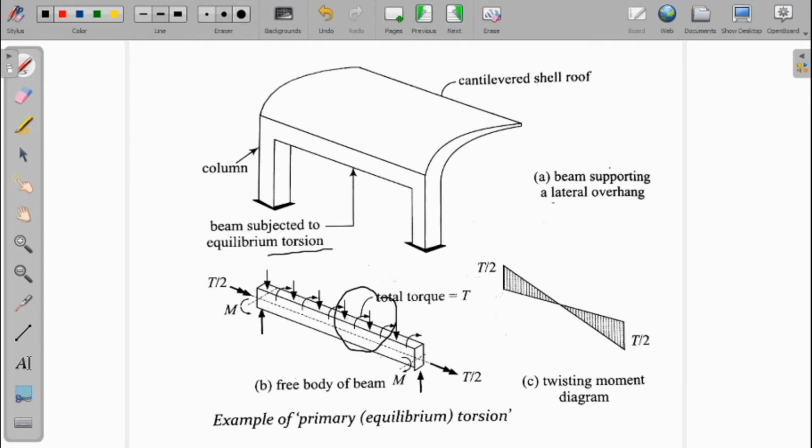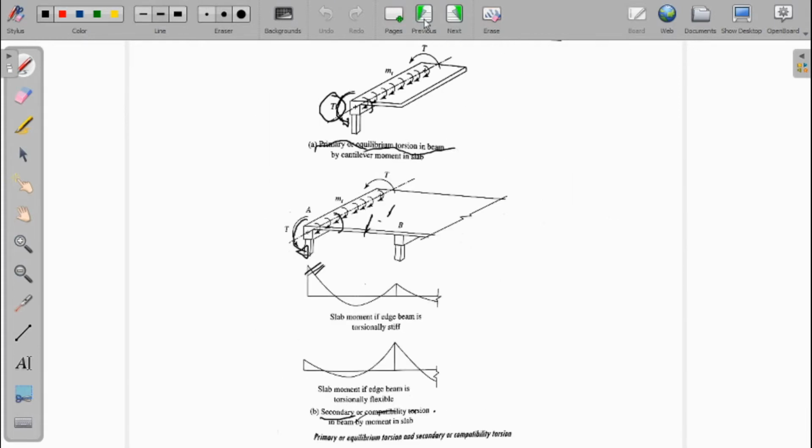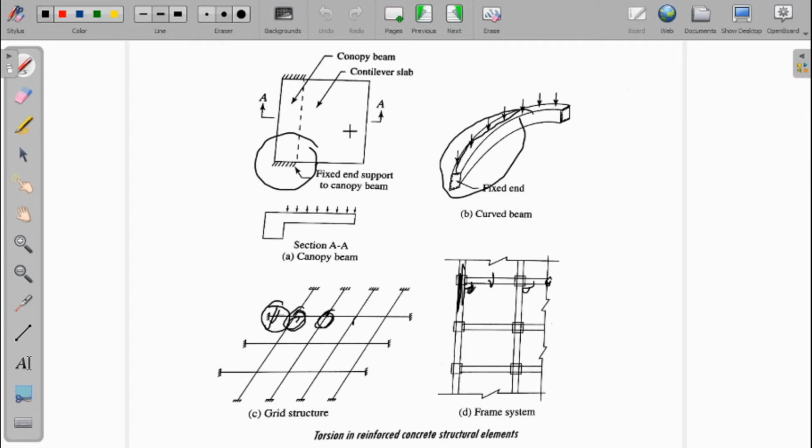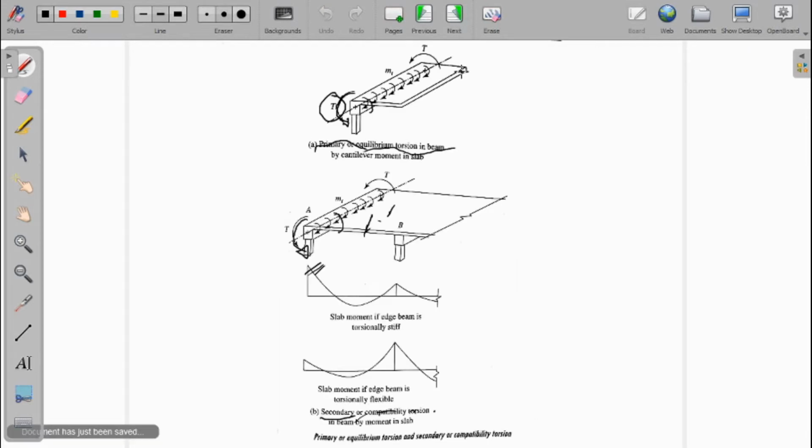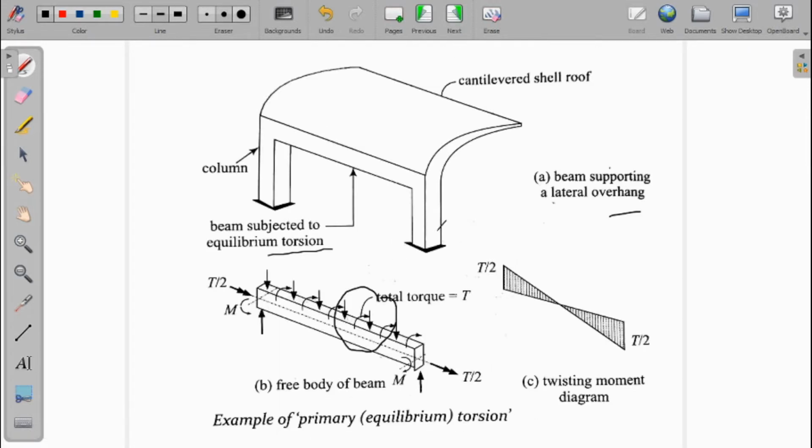This is a beam basically supporting a lateral overhang. That's what I have shown in the first examples that you can see in this one. So this is basically called a primary or equilibrium torsion. In this torsion there will be moments, that is called the twisting moments. So twisting moments are coming.